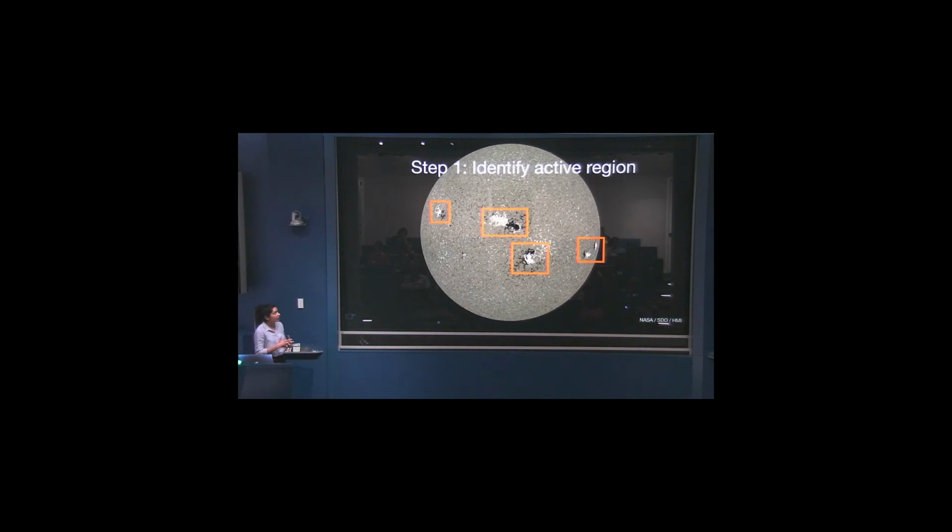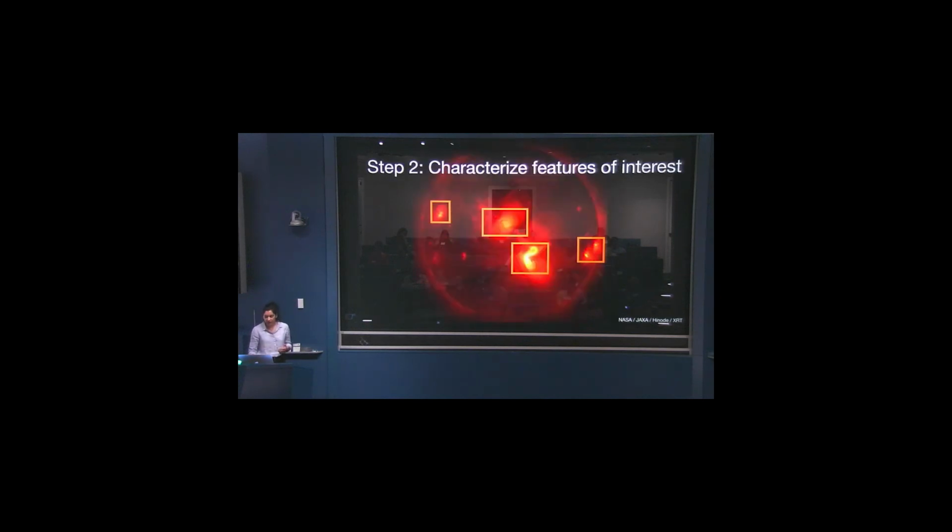The next step is to characterize features of interest associated with these active regions. This is an image of the X-ray solar corona, 10,000 kilometers above the solar surface, and you see all of these different features. In particular, with this active region, you see this S-shaped feature.